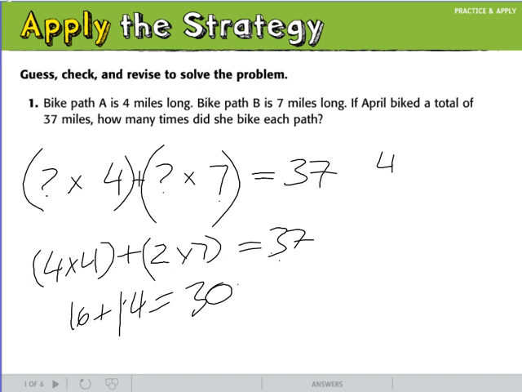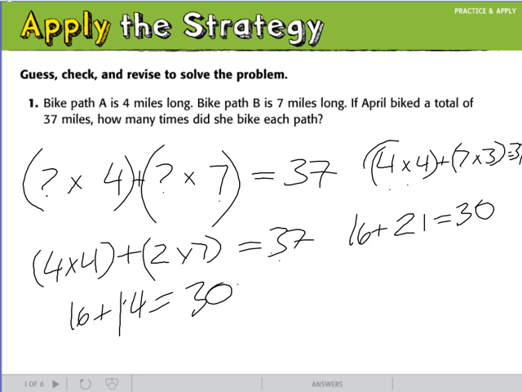So we're going to go 4 times 4 plus 7 times 3. And this should equal our 37. Okay? So 4 times 4 is 16. Plus 7 times 3 is 21. 16 plus 21 is? 37. So, she rode the 4-mile course 4 times.